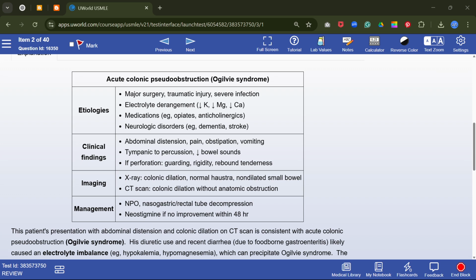If we do an X-ray in Ogilvie syndrome, it shows colonic dilatation, normal haustra, and non-dilated small bowel. In CT scan, again there is colonic dilatation without anatomical obstruction. Treatment is NPO, NG suction or rectal tube decompression, and neostigmine if no improvement within 48 hours.